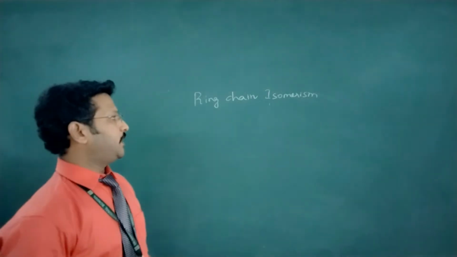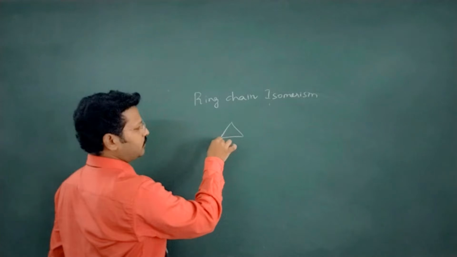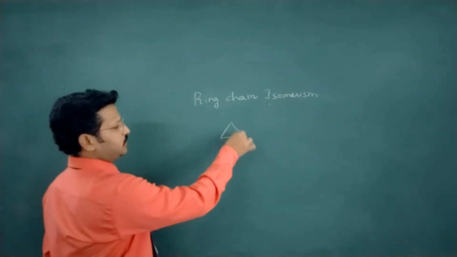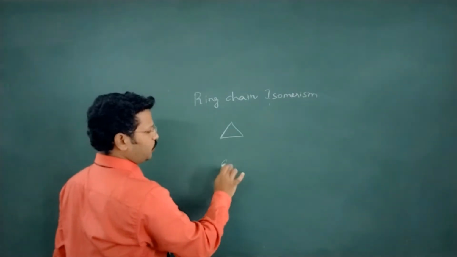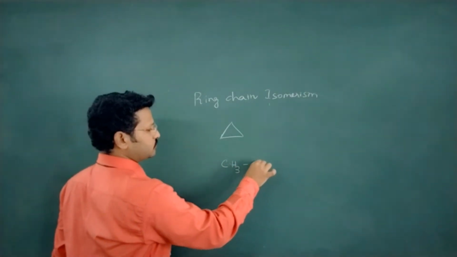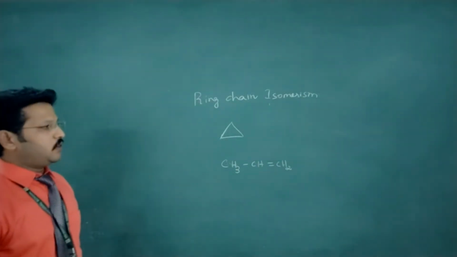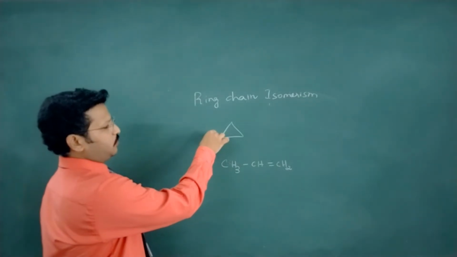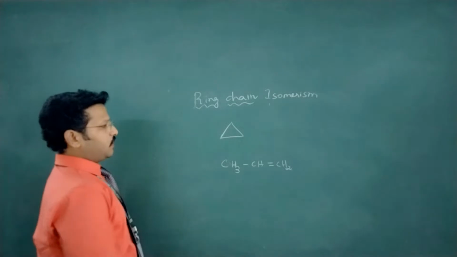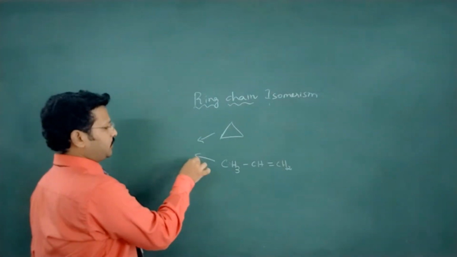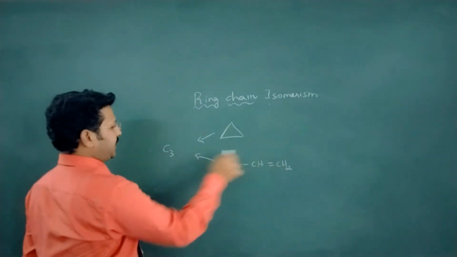Okay, we will see with an example. Suppose I am taking cyclopropane. Cyclopropane contains 3 carbon atoms with hydrogens. And in the same manner, a linear compound, I am taking propene. Propene and cyclopropane, these two are called ring chain isomers. The molecular formula, if I am checking, will contain 3 carbon atoms and 6 hydrogen atoms.